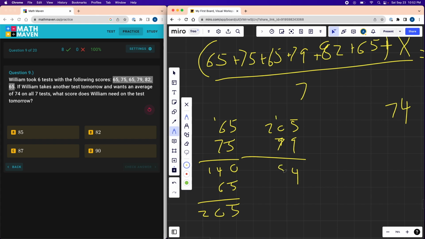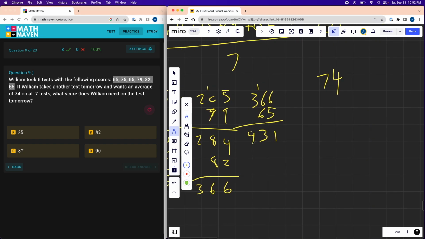That'll be a 4, an 8 there, and a 2. Now we're going to add 82 to that. That's going to be a 6 and a 3. So 366 here, plus 65. That's going to be 1 there, a 3 and 4. So we have 431.